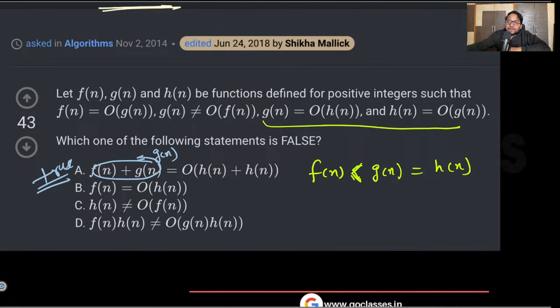Fn and Hn are related like this. Is this big O possible? Yes. If small o is possible between them, then big O is definitely possible. So that's why this is also true.